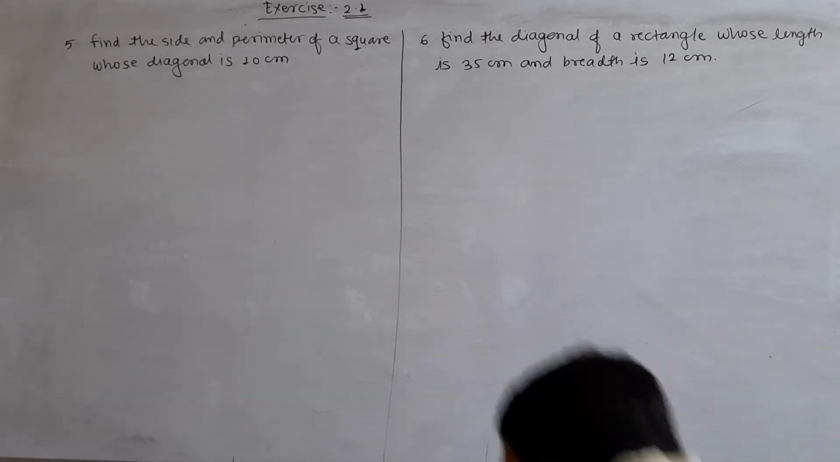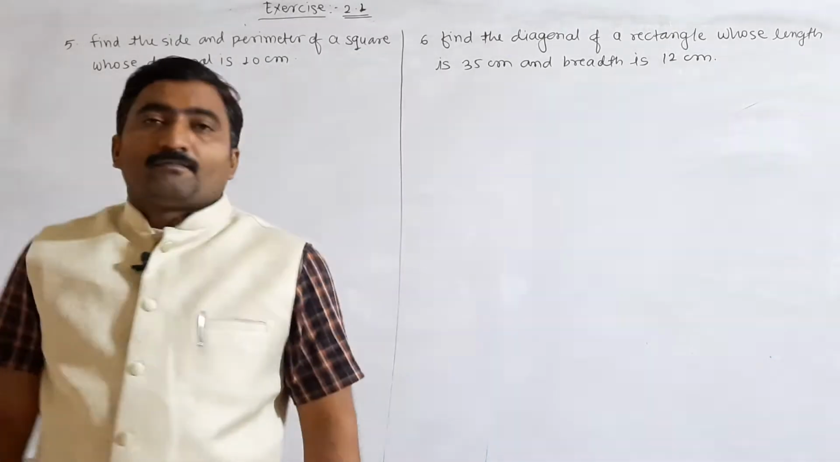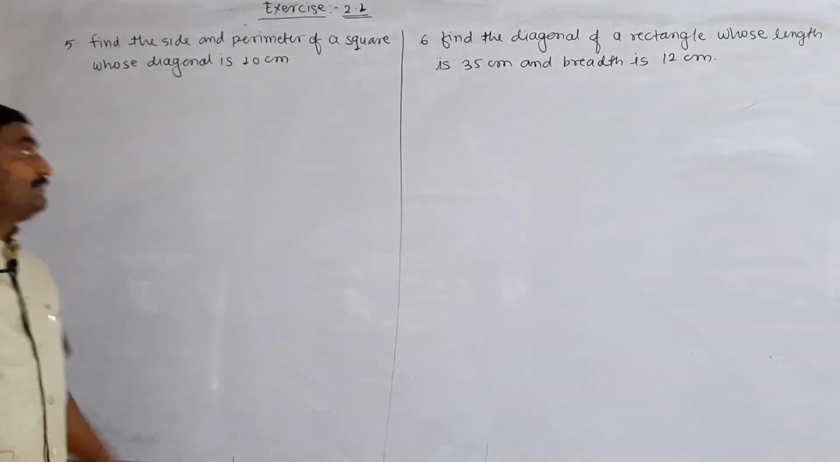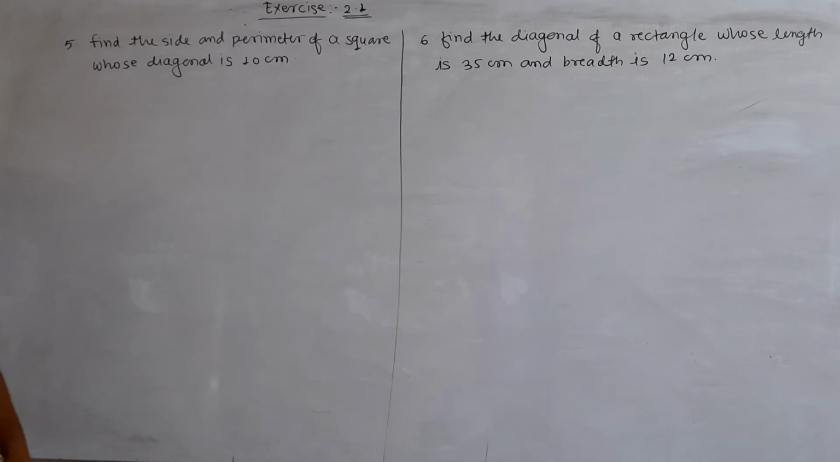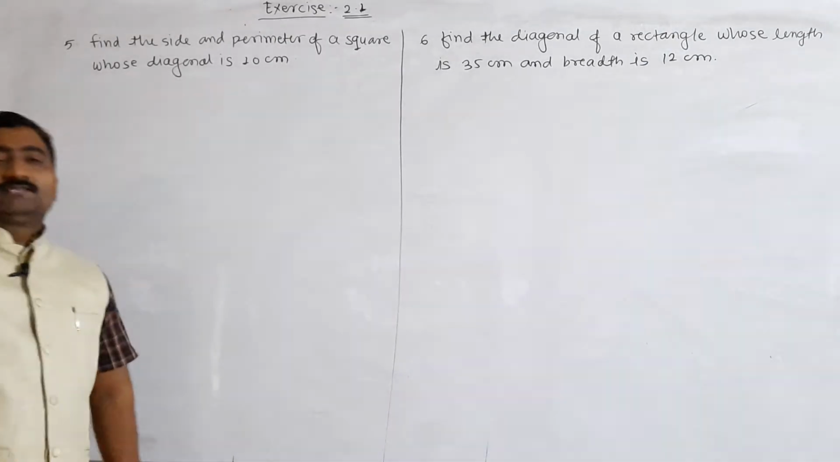So another example we have to study here. Next example we have given is: find the side and perimeter of a square whose diagonal is 10 centimeter.